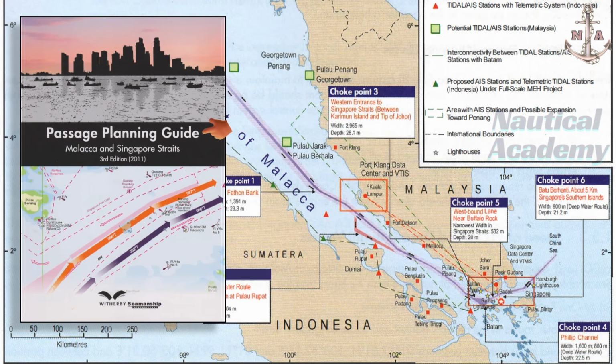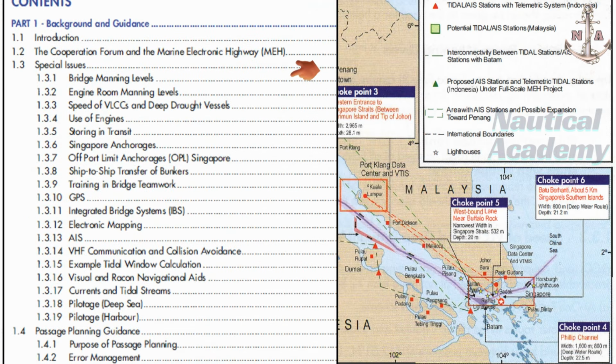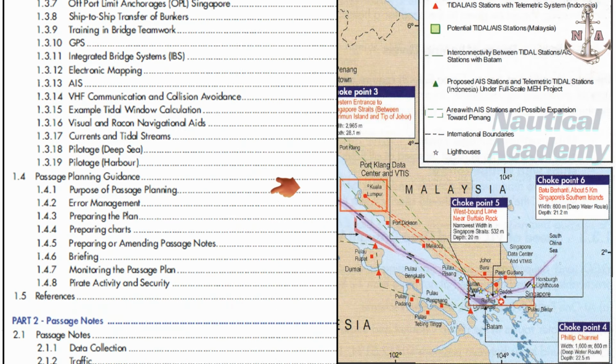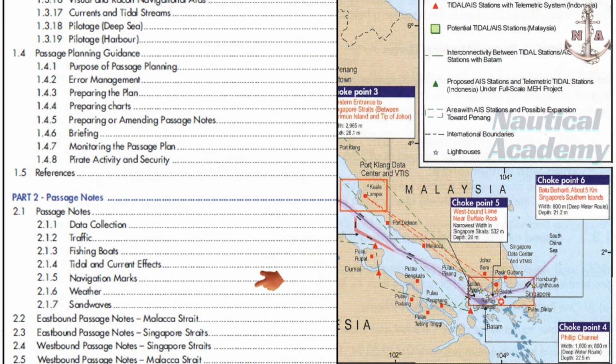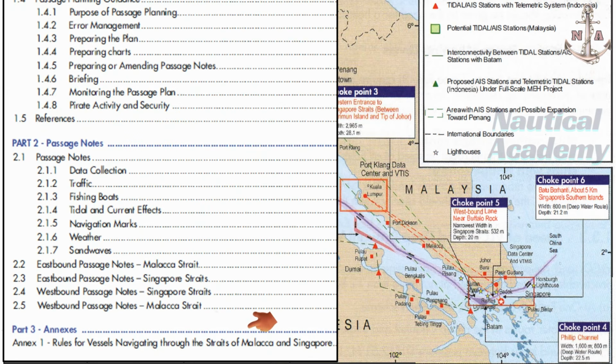The passage planning guide for the Strait of Malacca and Singapore Strait used in this video was published in 2011. Any updates issued after this edition are not reflected in this publication. If we examine the table of contents, it outlines the safety guidelines and navigational information required for preparing and executing a safe transit through these congested waterways.